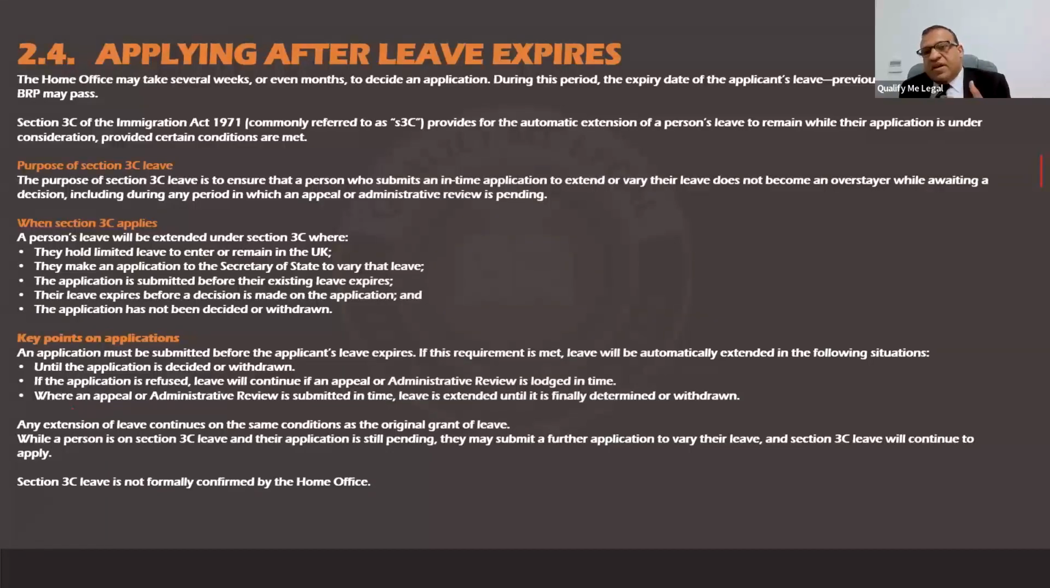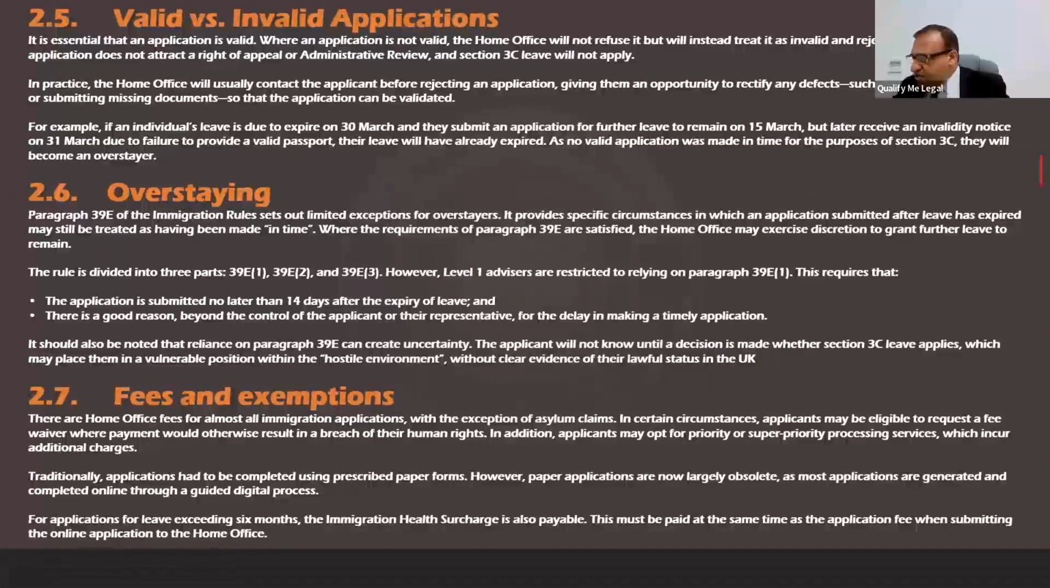If you are applying after expiry of your visa, then you are putting the whole ball in the court of the Home Office. Either the Home Office is going to accept your excuse, the reasons why you did not apply well on time, or not. If they have accepted it, then yes, we'll have a continuity of Section 3C. If they have rejected your application, you will not have protection of Section 3C. Let's move forward.